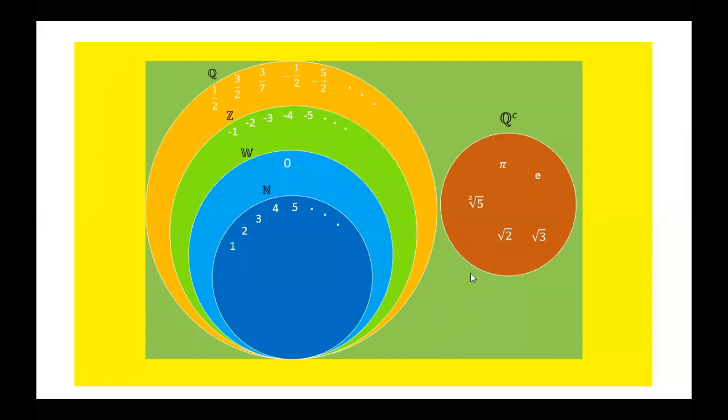Then after that, we have the real number set. What will be the real number set? The whole green one. Whatever number is here, this whole one will be our real number set. So this whole part is the real number set, this green part.